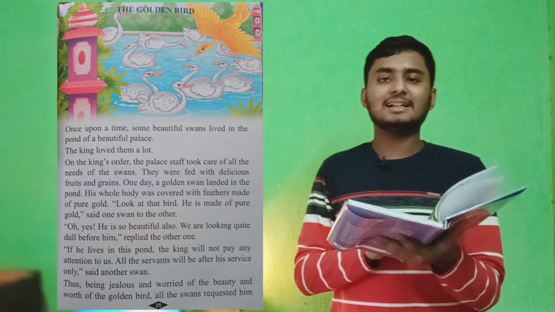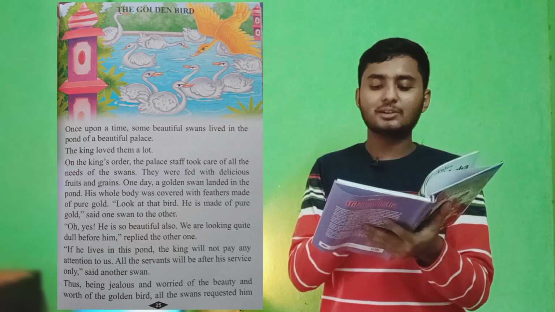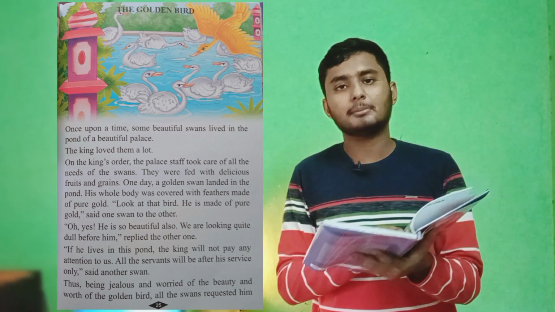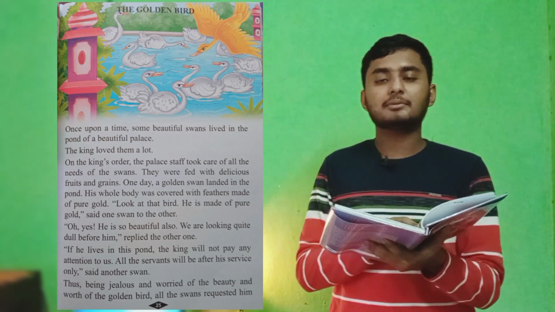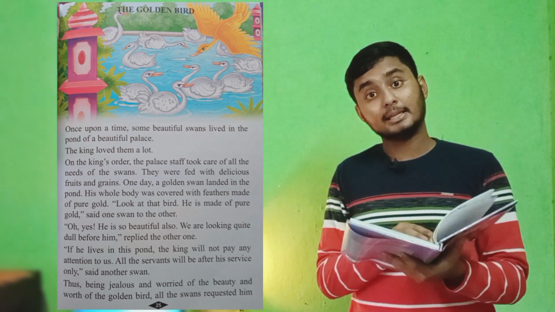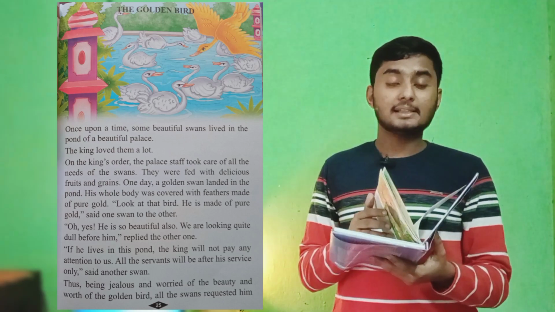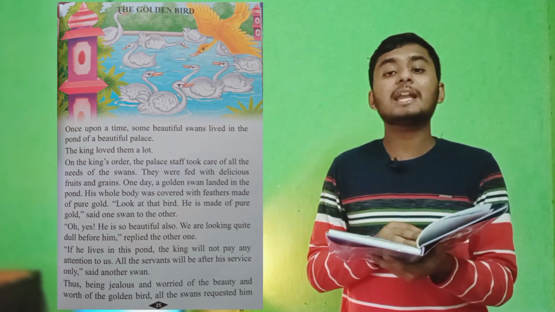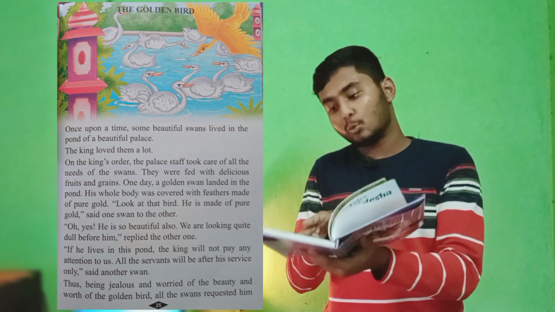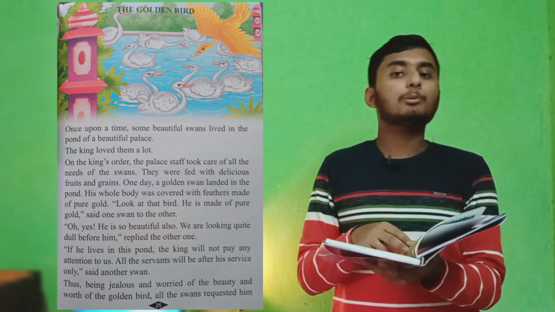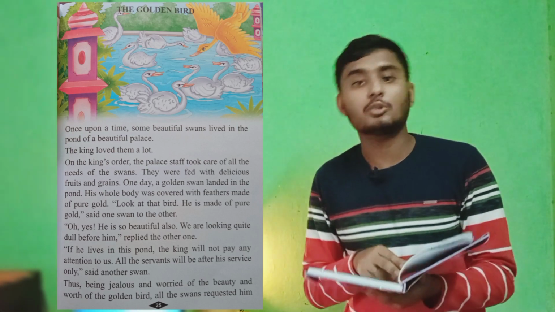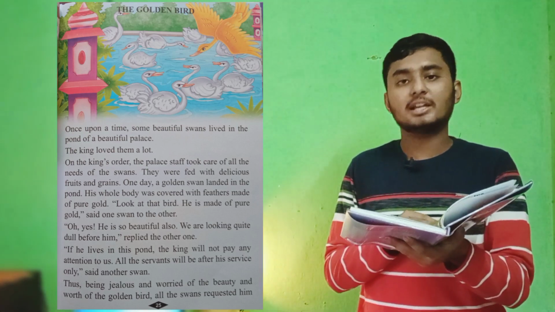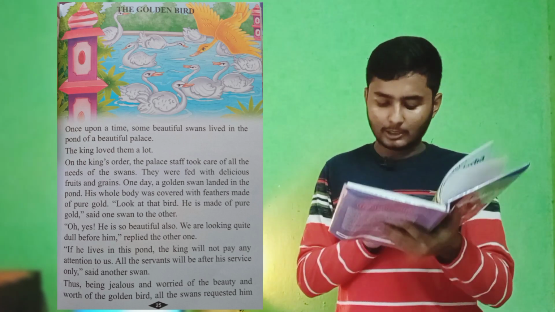So what they are trying to say is that all the swans are normal swans, right? So they are getting jealous about that particular golden swan, right? They are thinking that just because he's a golden swan, the king will love him too much, because we are the normal swans, we are not looking attractive. But when it comes to that golden swan, obviously people will pay attention to him. Even our king will pay attention. That's what these swans are telling. They are getting jealous about that golden swan.